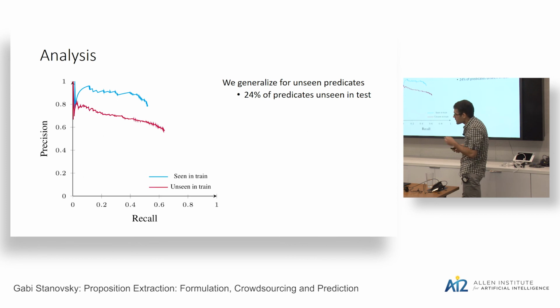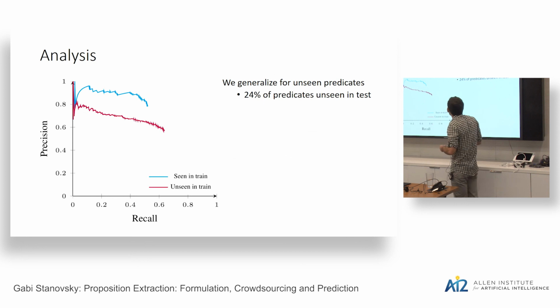Another analysis that we did: we wanted to see whether our system, since it's supervised, just memorizes certain patterns for predicates it sees in the training set. So we split the test set into seen and unseen predicates in the training set, and we recorded the overall performance of our system for these two sets of predicates. We can see that for seen predicates, the ones we've seen in the training set, we do better than for unseen, but overall we generalize pretty well to predicates that we haven't seen in the training set.